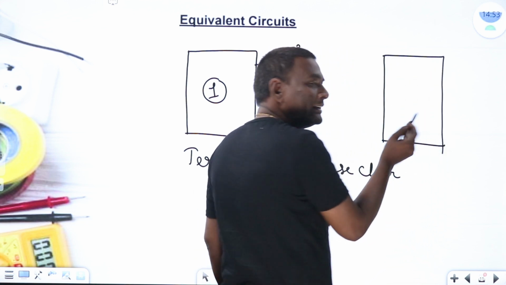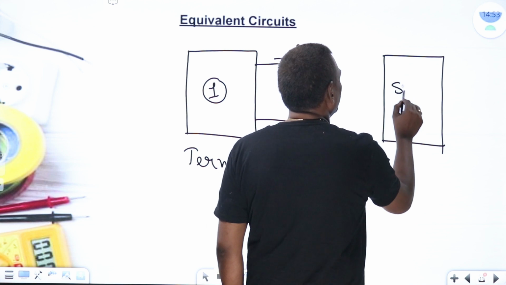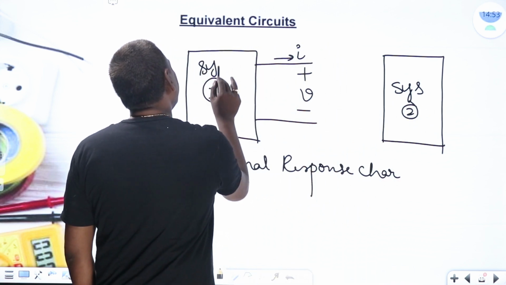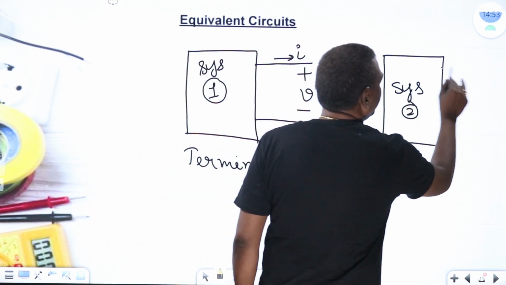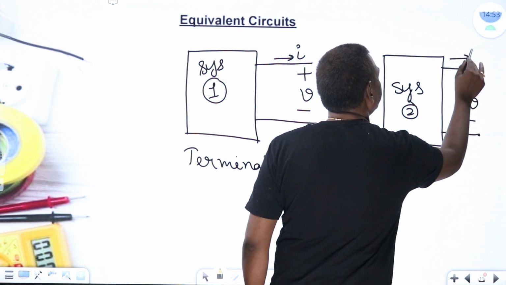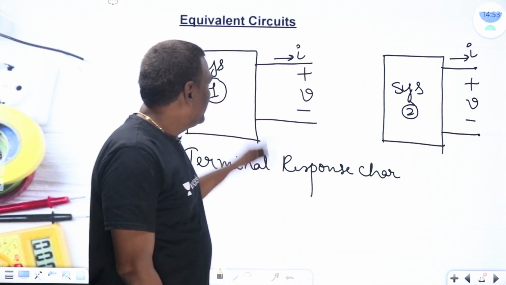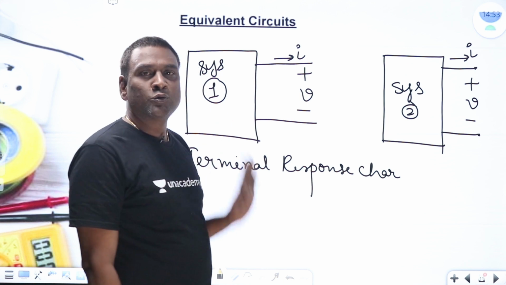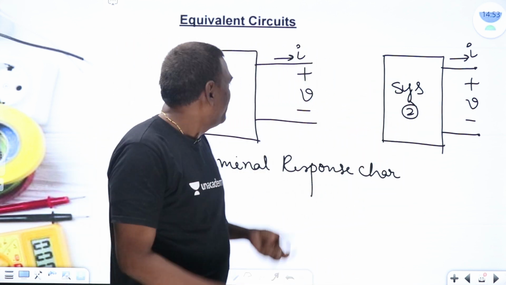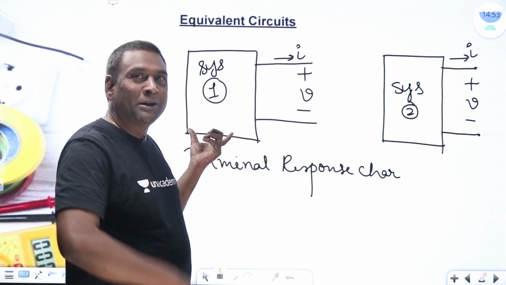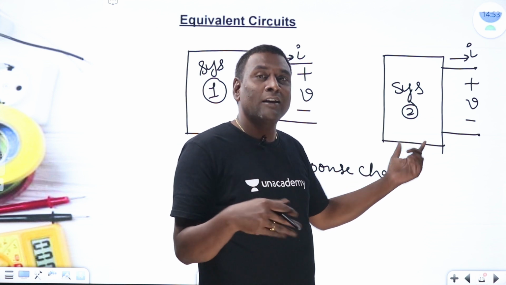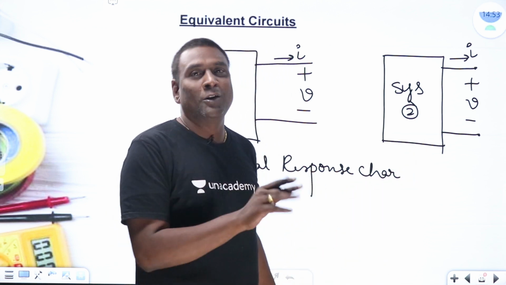This is altogether an internally different system. This is system 2, and internally it is altogether different. This is system 1. But if both are maintaining the same voltage-current characteristics, for example, it is giving at 10 volts, current is 2 amperes. At 10 volts, current should be 2 amperes only. Maybe this might have been designed by BJT, and this might have been designed by FET. Internally, they can be altogether different.